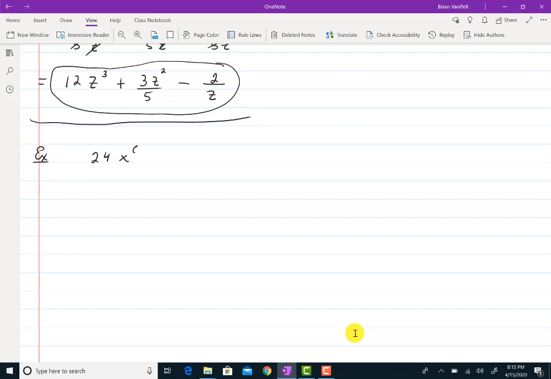So I have 24x to the 6th, y to the 6th, minus 54x to the 5th, y to the 4th, minus x cubed, y cubed, plus 12x cubed, y squared, and we're dividing this entire thing by 6x squared y.